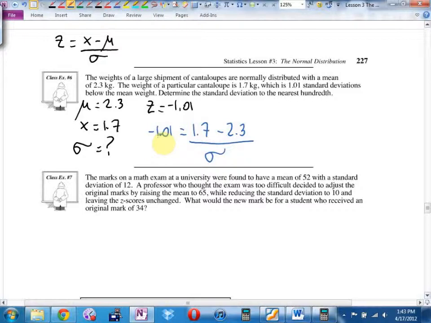How am I going to solve this? Cross multiply. When I cross multiply, it's going to end up being this times this. I'm going to write negative 1.01 times the standard deviation equals, what's on the bottom right here? It's invisible. So 1 times that is just going to be 1.7 minus 2.3. In fact, you could even evaluate that. What is 1.7 minus 2.3?